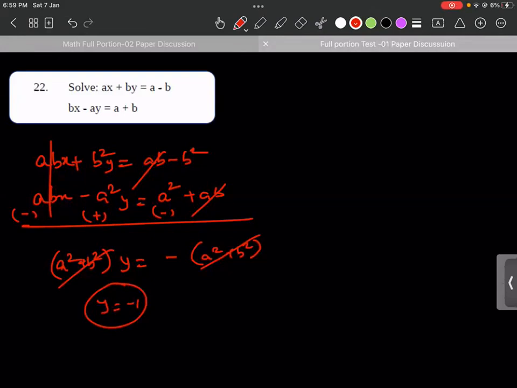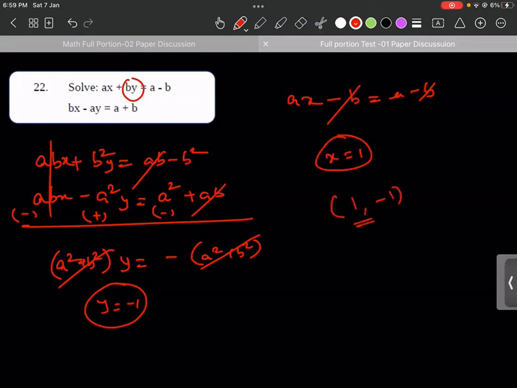So when y is minus 1, substitute it back here. ax minus b is equal to a minus b. Minus b and minus b will get cancelled. x will be 1. So the solution is 1, minus 1. Am I clear with this? Yes, sir.